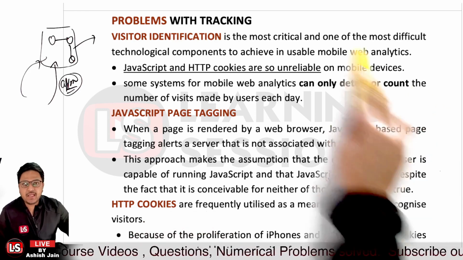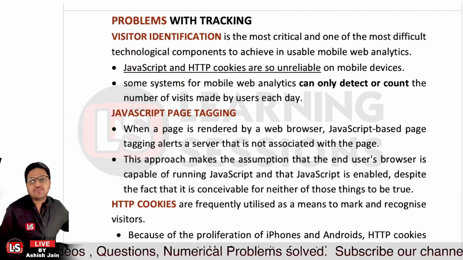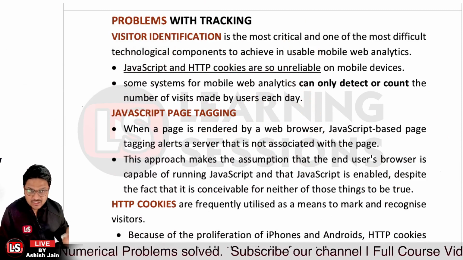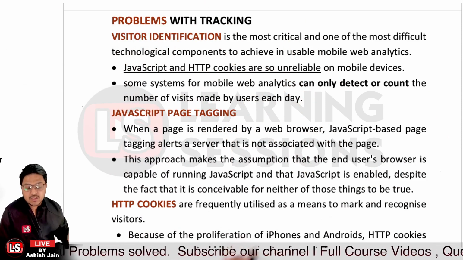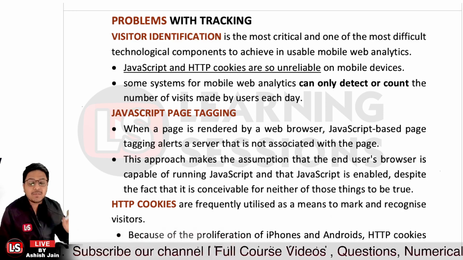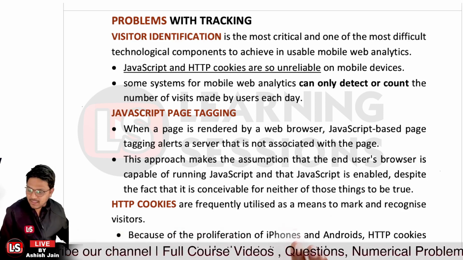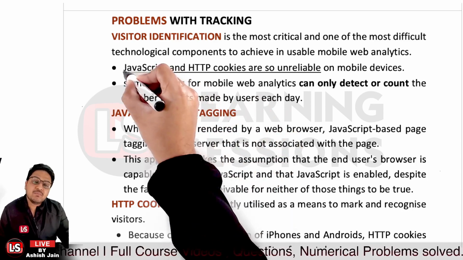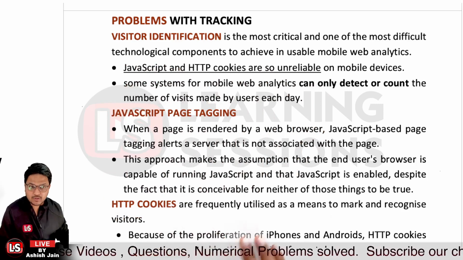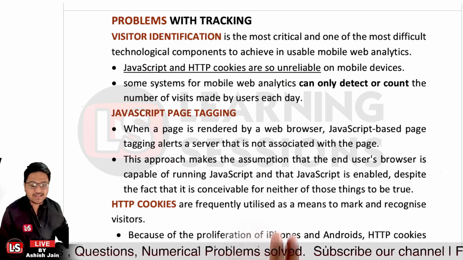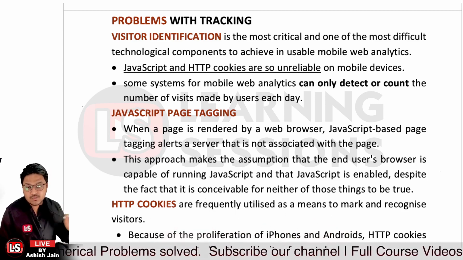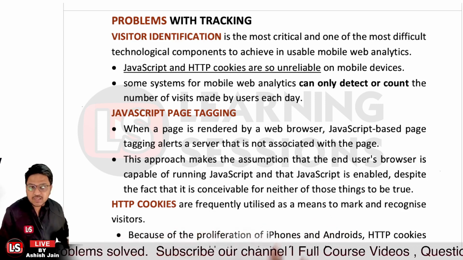First of all, it's related to visitor identification. This is the most critical and most difficult component to achieve in mobile web analytics. Now, JavaScript is here, HTTP is there, HTTP cookies are there, but that is not reliable in the case of mobile devices. Some devices may not support HTTP cookies, or they may not support JavaScript. I know that a lot of devices, let's say 90%, do support the same, but some devices may not be tracking JavaScript, right?